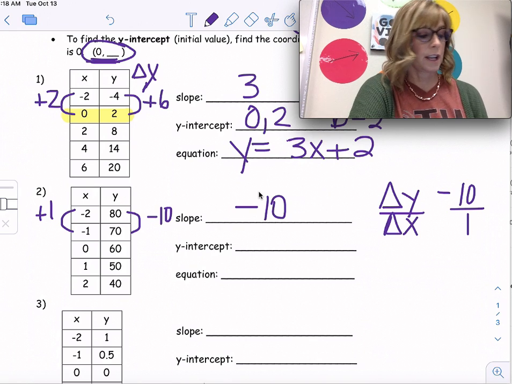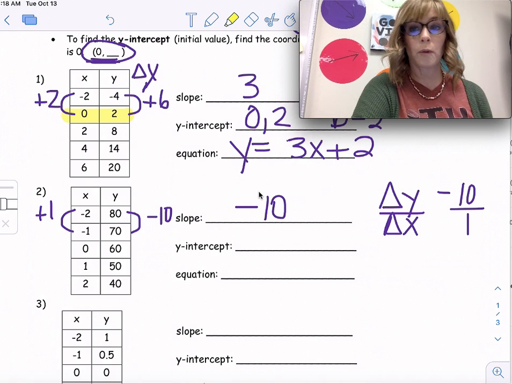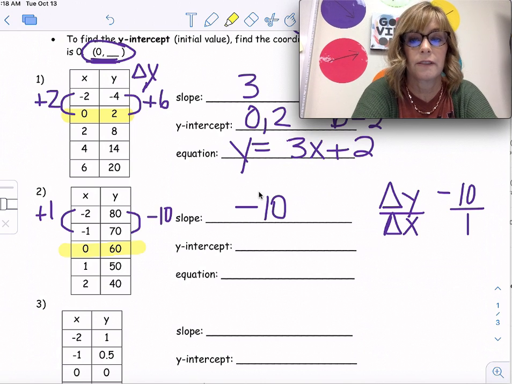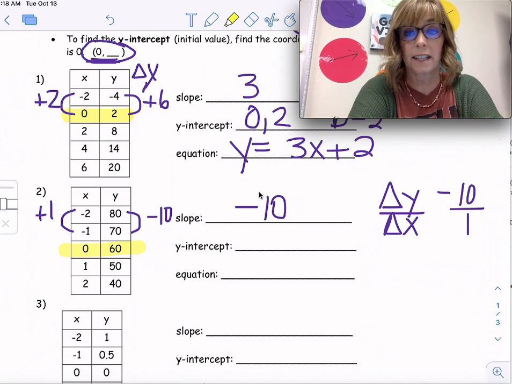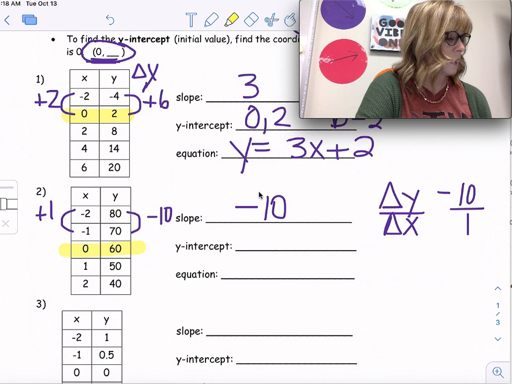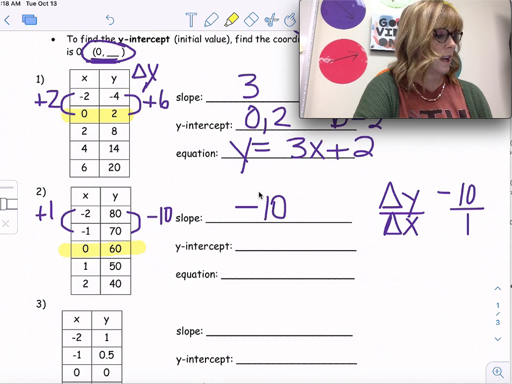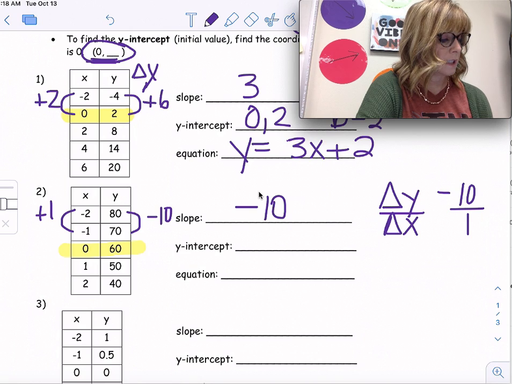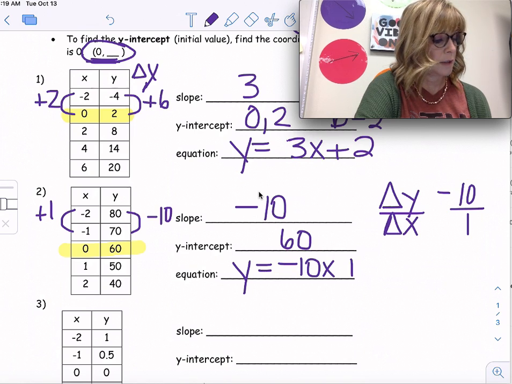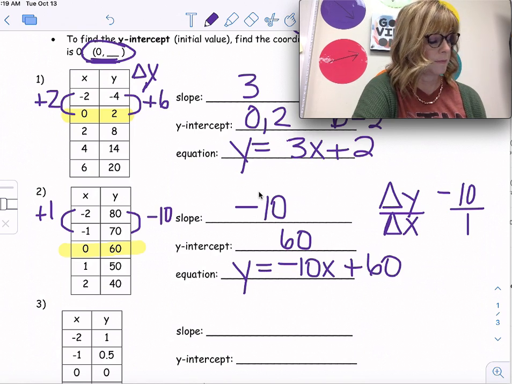The y-intercept, always look in the table first to find if the 0 where x is 0 is in it. If it's given in the table, then the y-intercept is just that y value. So you can see x is 0, y is 60 when x is 0, so the y-intercept is 60, or b equals 60. So my equation is y equals negative 10x plus 60.